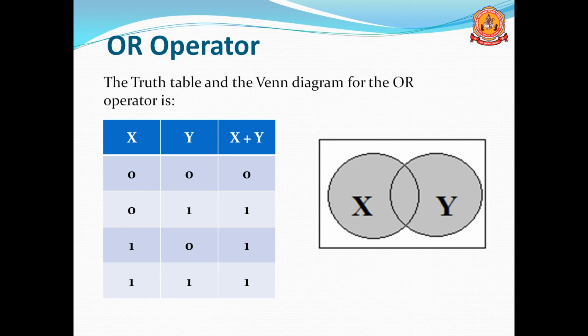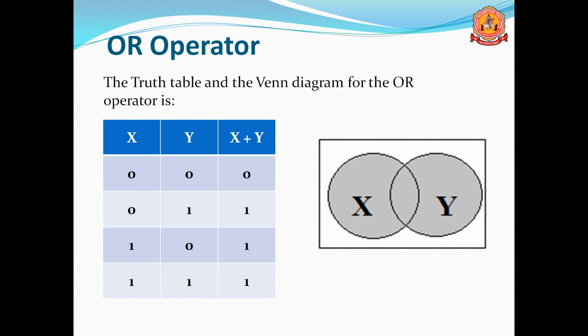Here 0 plus 0 means output will be 0. 0 plus 1, or 0 or 1, means output is 1. 1 plus 0, 1 or 0, means output is 1. 1 plus 1 means 1 or 1, so output is 1. You can see the OR operator output here.